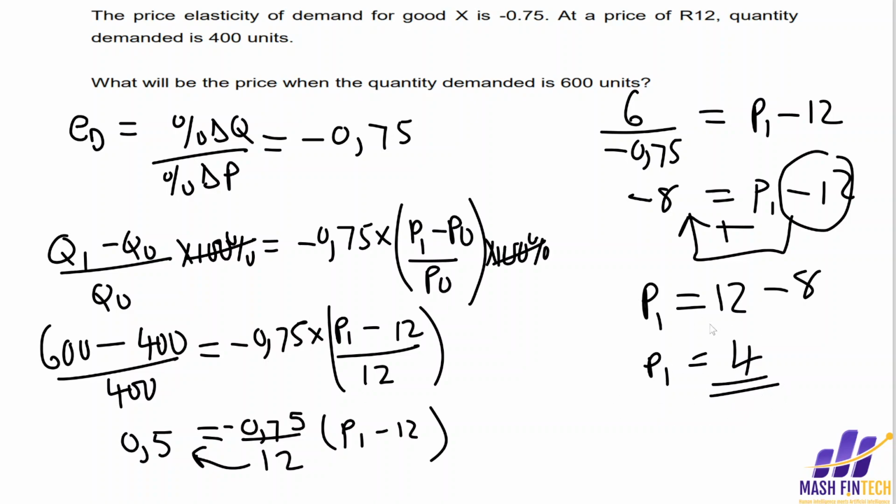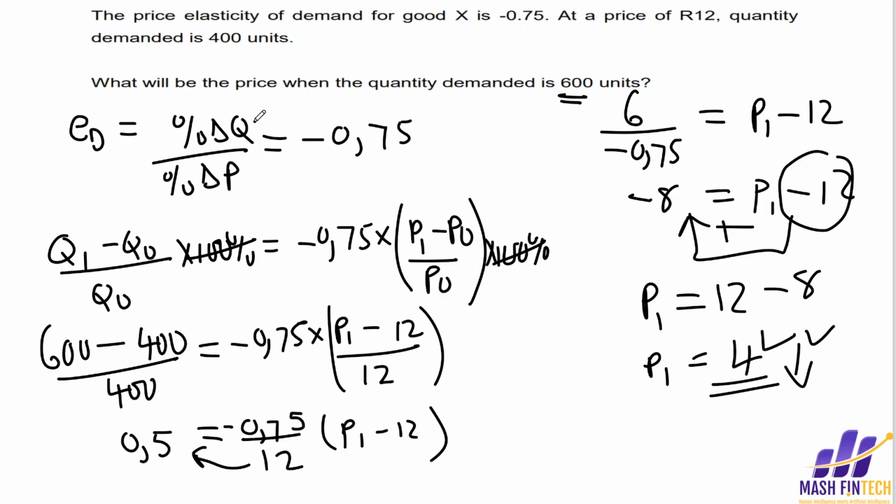So you must get an answer of 4, which should make sense because the quantity has gone up, which means your price should actually go down. So it has gone down from 12 to 4. So I hope you got this. If not, just give it a try. You follow what I did here. Hopefully you get this answer here.